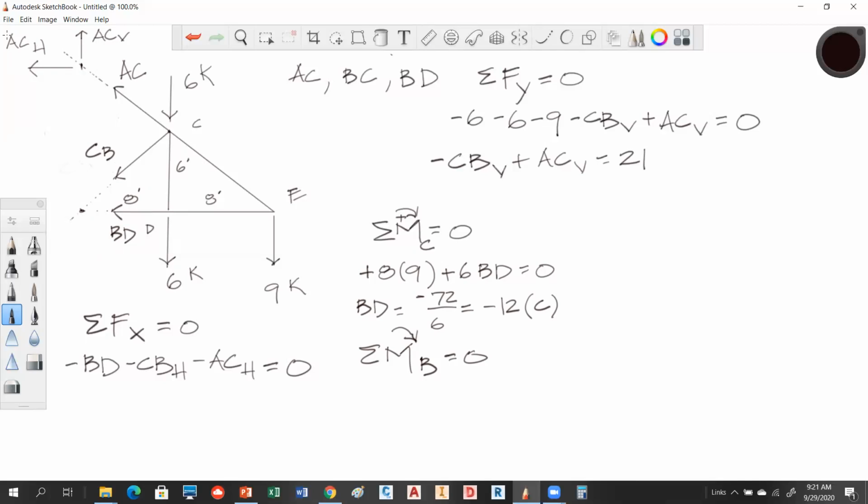Yeah. But what you've got to think about is that concept of transmissibility. Remember, transmissibility says I can transmit these forces anywhere along that line of action that I want to. I could really bring them down here too, and by doing that, I could solve ACV as opposed to ACH. Okay, does everybody see that?